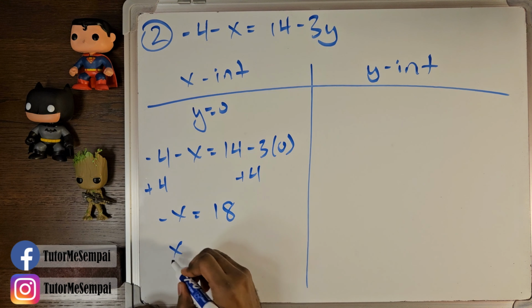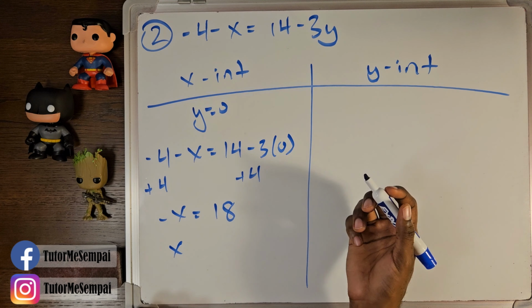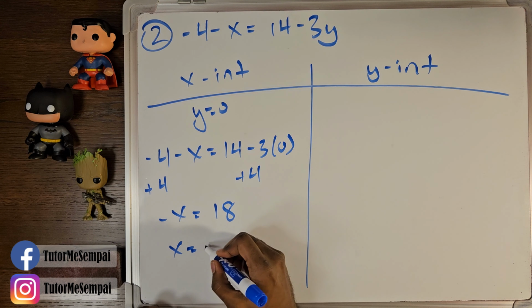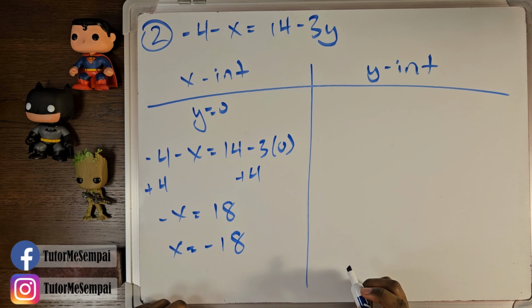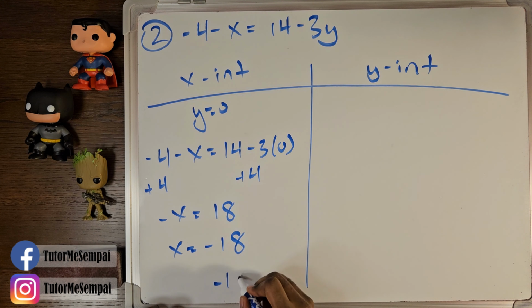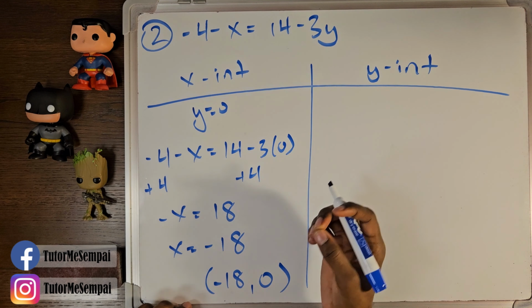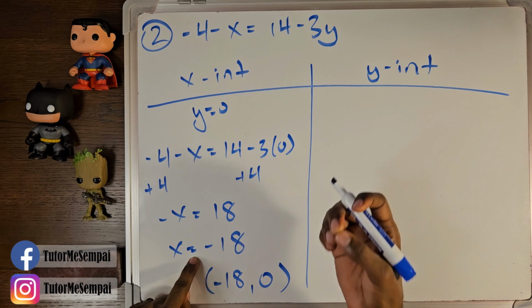And we have to divide both sides by negative 1 or multiply both sides by negative 1. And that means that we're going to have an x equal to negative 18. And your point is going to be negative 18, 0. So if you want the whole point, that's your point. But we're going to intercept the x-axis at x equals negative 18.